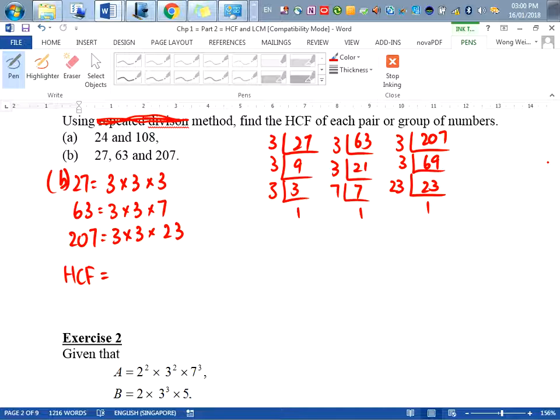Okay, let's take a look. Not yet, not yet, okay, I'll give you a bit more time. Some of you are moving on to exercise 2 already, very good.